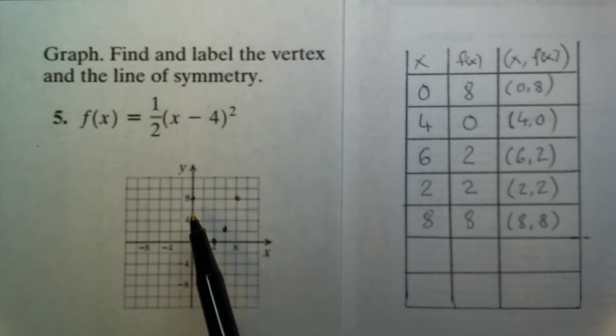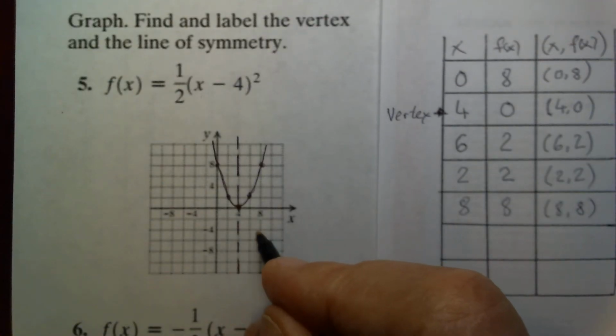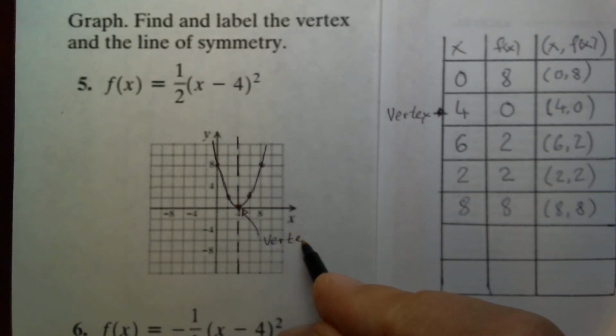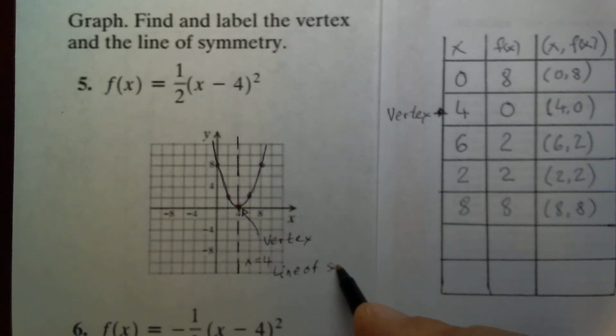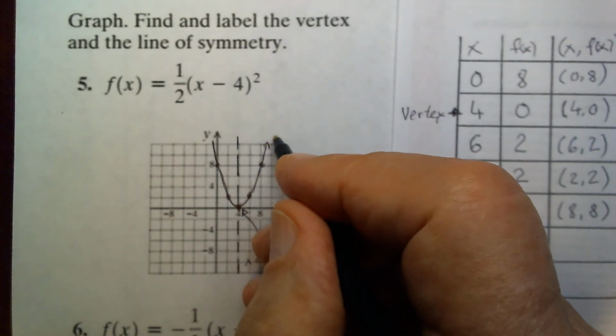So here we have plotted the points. So (4, 0) is our vertex. That's the point here. That's the vertex. And this, x equals 4, is the line of symmetry. And this is our function f of x.